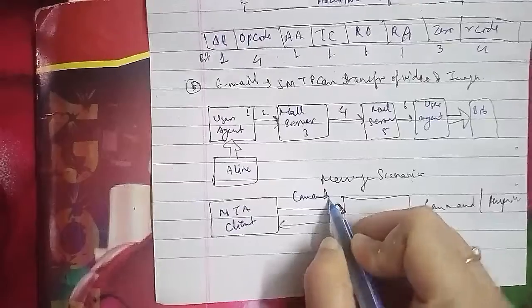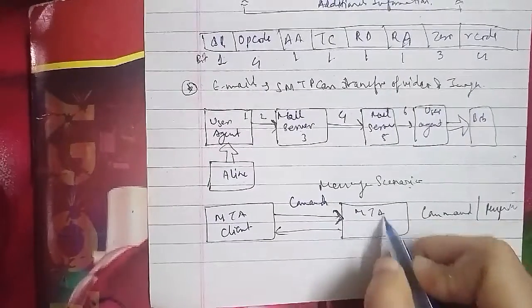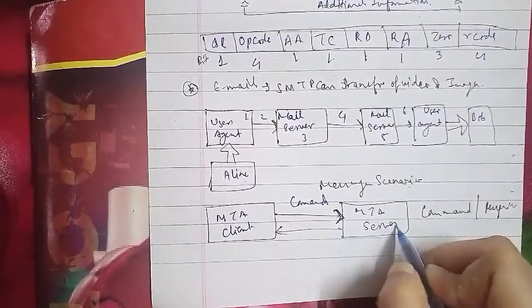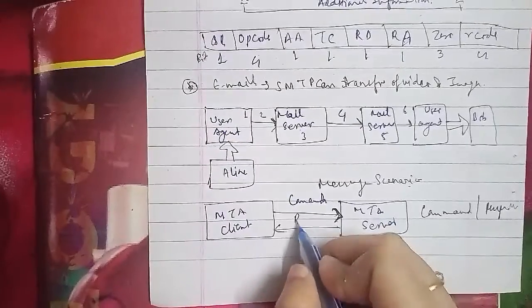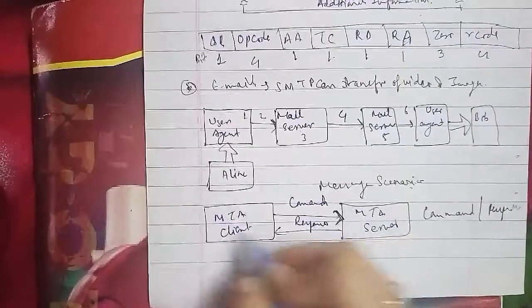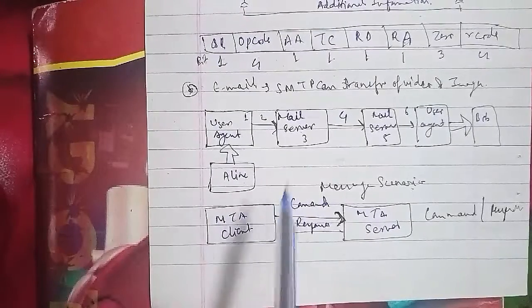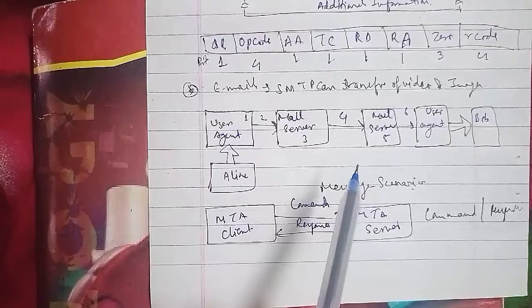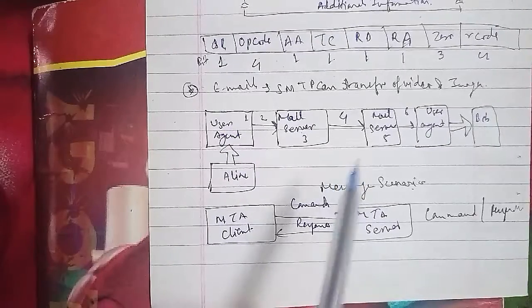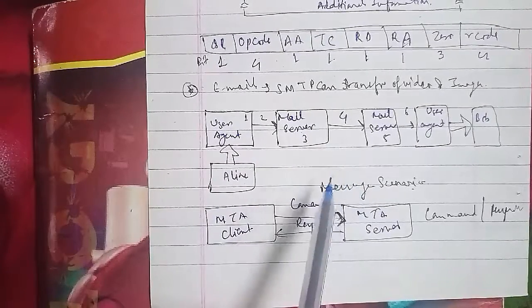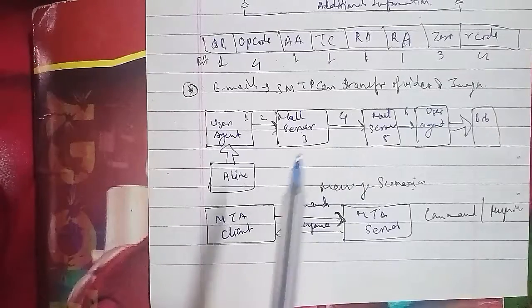The fourth we have is DATA, that if accepted, the sender transfers the actual message. The end of the message is indicated by using a period on a line by itself. And the fifth we have is QUIT, that terminates the connection. So these were the 5 SMTP commands used.